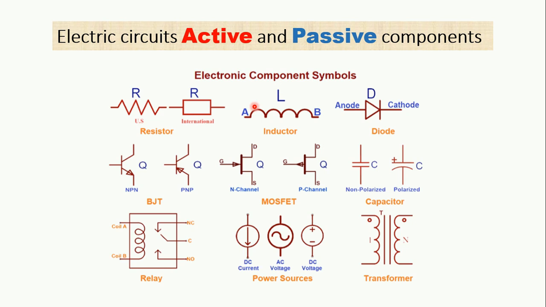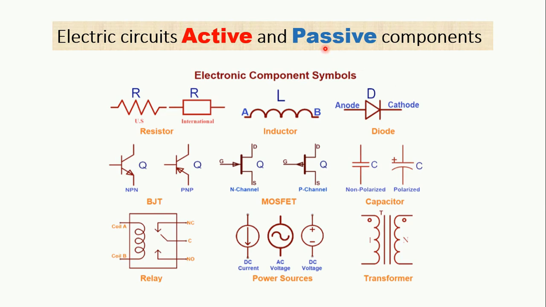So many of us have seen different components in an electric circuit, starting from resistors, inductors, diodes, capacitors, transistors, different types of transistors, voltage and current sources, transformers, and relays. And there are different ways actually to look at these components.